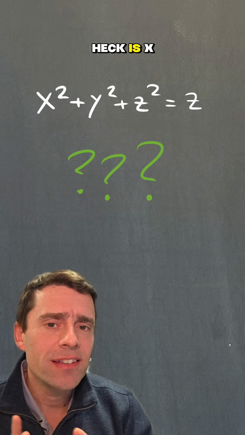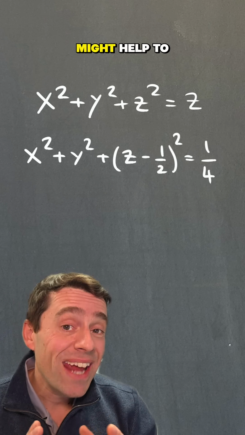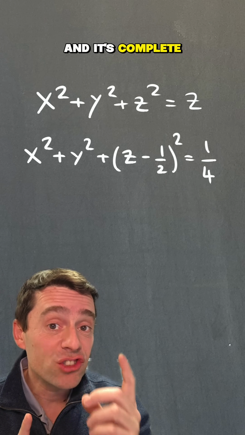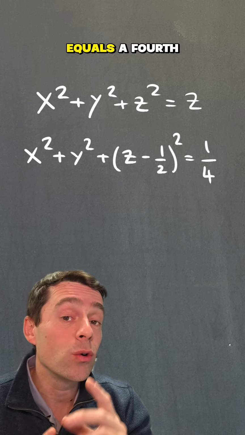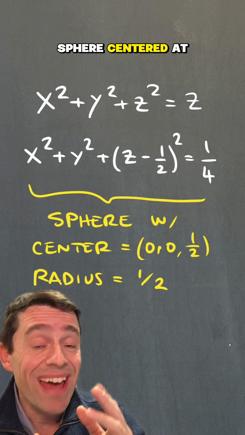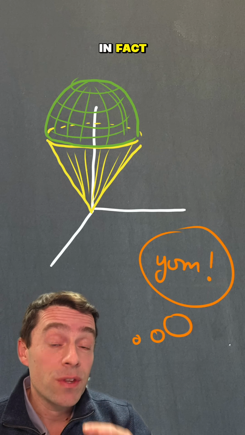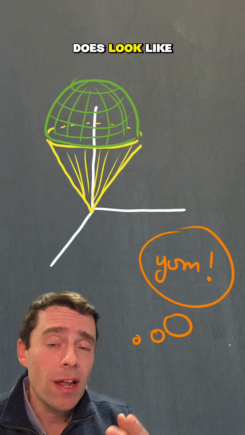Now, what the heck is x squared plus y squared plus z squared equals z? It might help to recognize that if we bring the z to the other side and complete the square, we get x squared plus y squared plus (z minus a half) squared equals a fourth, which is the equation of a sphere centered at (0, 0, 1/2) with radius a half. So yes, in fact, the region bounded by the cone and that half sphere does look like an ice cream cone.